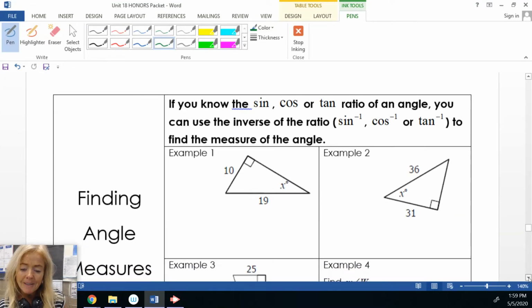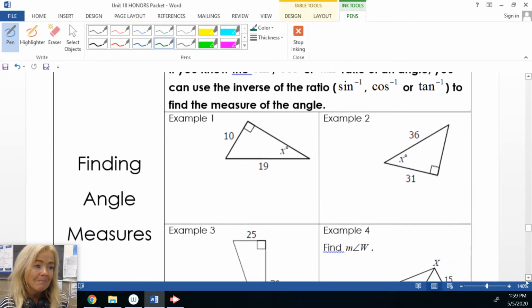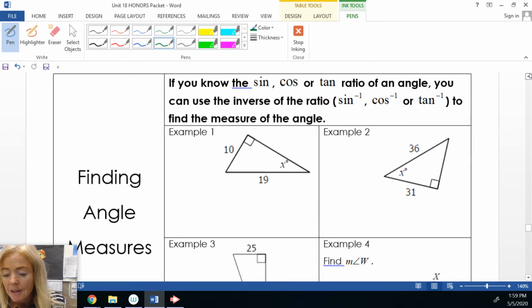Class. We are on 18.5 and we're doing part 2. You're going to notice with the triangles on the left side here, it says finding angle measures. So in part 1, we were finding x, which was a side length, the side measure of a triangle. Now x is in the degree spot, so it's a degree.